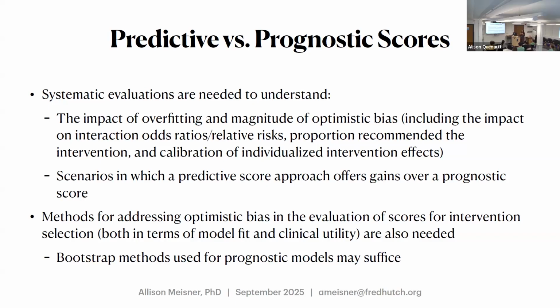So I mentioned that there's been some work on this restricted to genetic scoring, so looking at polygenic risk scores versus predictive polygenic scores, but I think we need to look at it more broadly, at predictive scores versus prognostic scores. And then we also need methods for addressing optimistic bias in the evaluation of scores for intervention selection. We've been using a bootstrap procedure to do this, and I'm assuming that that's probably fine, but we need to have a formal evaluation of whether or not that actually addresses that bias.